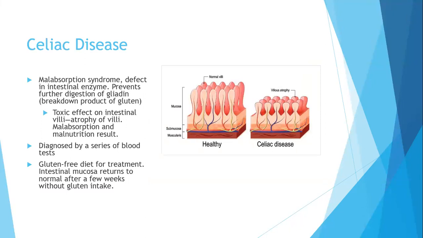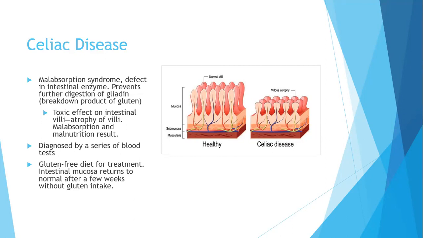Okay, so a common autoimmune disorder is celiac disease. It's a malabsorption syndrome. It's a defect in an intestinal enzyme that prevents the further digestion of gliadin, which is a breakdown product of gluten. It has a toxic effect on intestinal villi, causing atrophy of the villi. So remember, the villi are the convoluted parts that allow you to have a lot of surface area for absorption. And so it decreases your surface area for absorption, and so malabsorption and malnutrition can result.